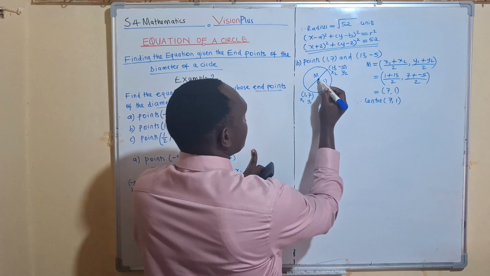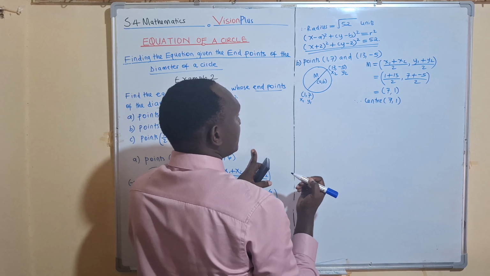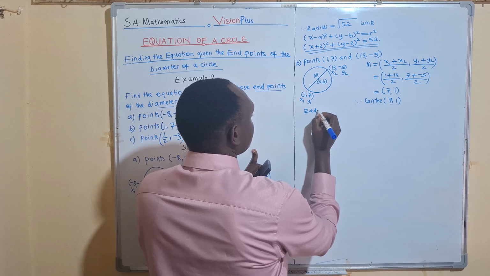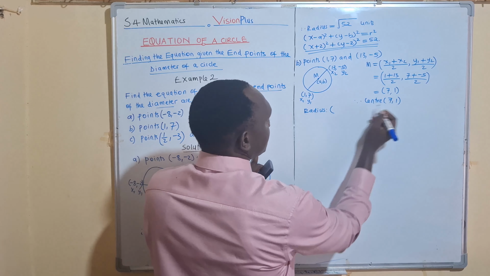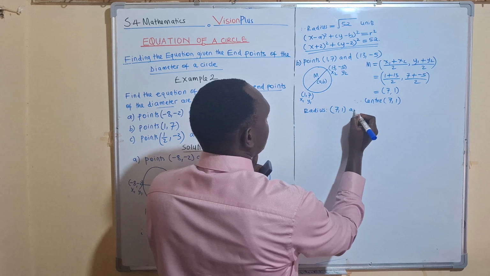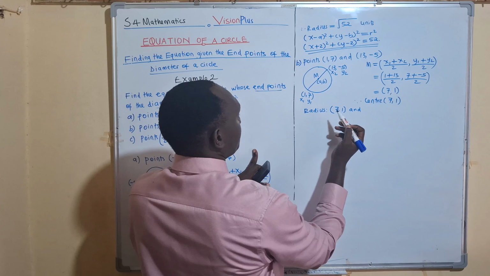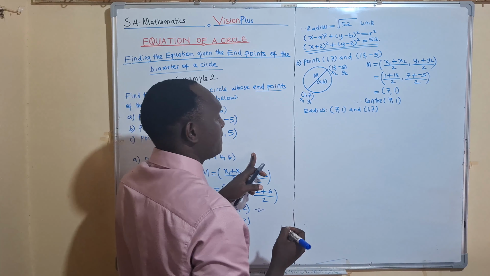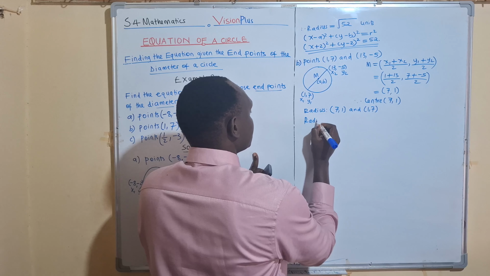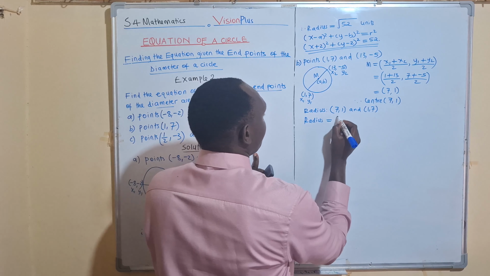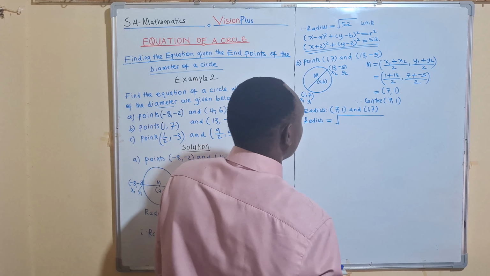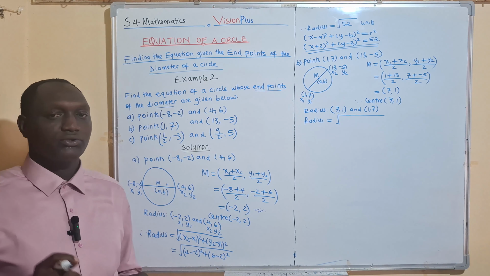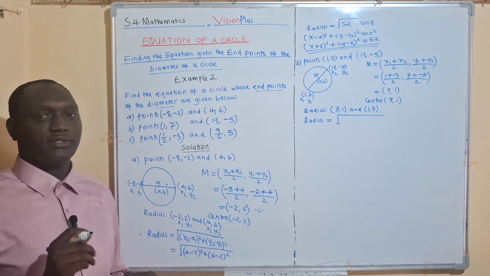Now the radius is the distance from the center to any one point on the circumference. So to get the radius, I'm going to use the center (7, 1) and any other point, either this or that. I'm going to use (1, 7). We shall get the same answer. Then you say the radius is given by the formula. But in this case, to save our time and space, I'm not going to put the formula. I will just substitute the values.